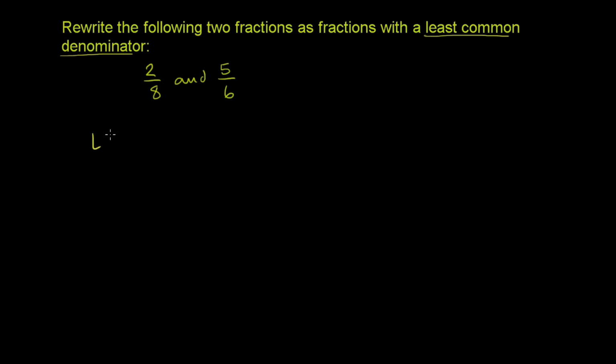So the least common, let me write it out because sometimes LCD can mean other things. So least common denominator of these two things is going to be the same thing as the least common multiple of the two denominators over here. The least common multiple of 8 and 6. And a couple of ways to think about least common multiple. You literally could just take the multiples of 8 and 6 and see what their smallest common multiple is. So let's do it that way first.